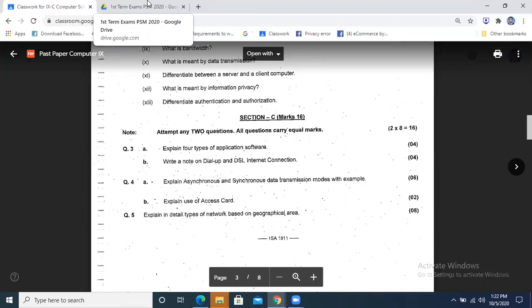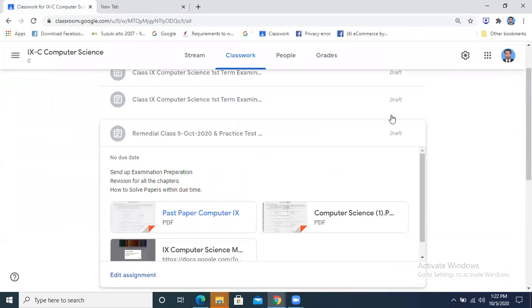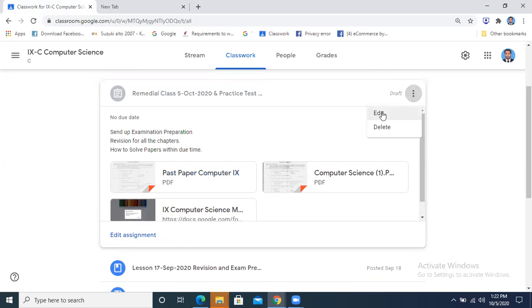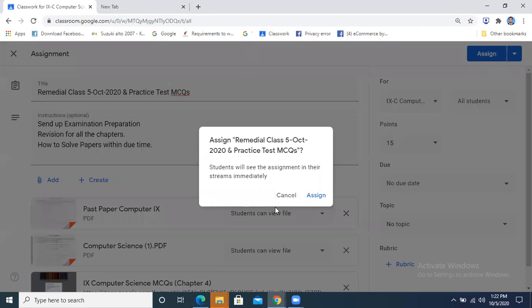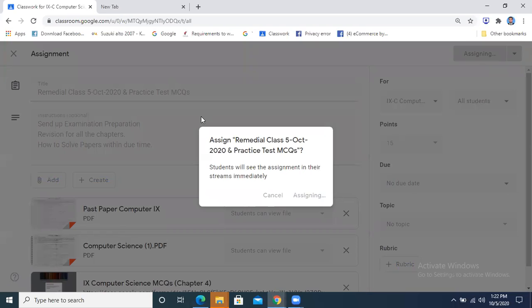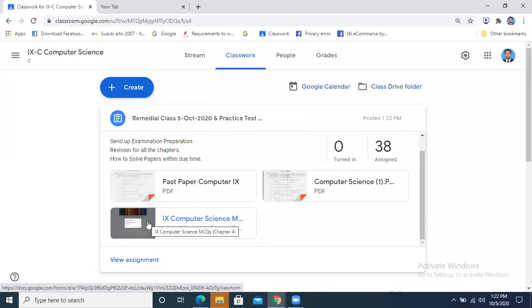I am going to give you one MCQ test for your practice, and I will give you 5 minutes for it. Go to your classroom and attempt it right now. I am going to give you a remedial class on 5 October. You will see some past papers are also there. Leave the past papers. Click on the option Class 9 Computer Science practice test, and attempt it. I am giving you just 5 minutes. Okay, just be ready in these 5 minutes.